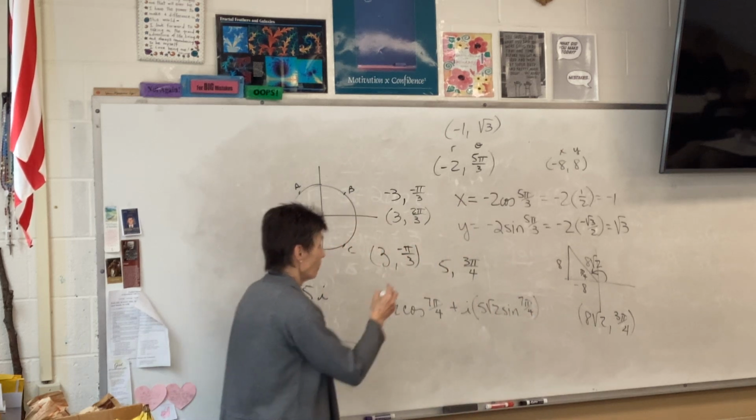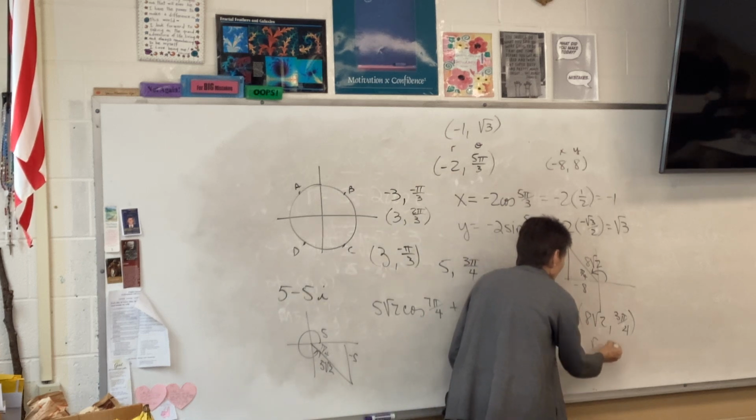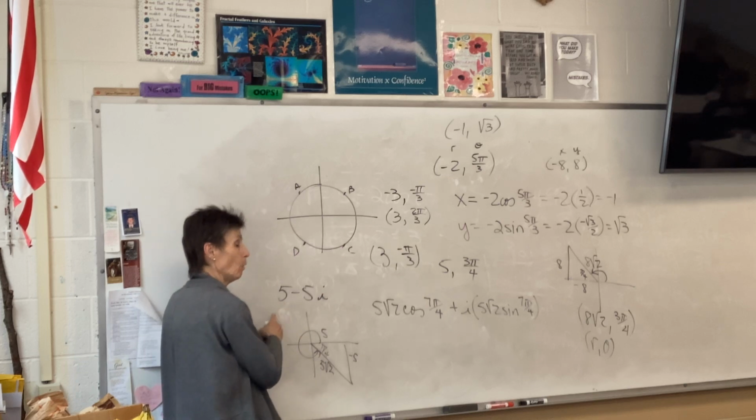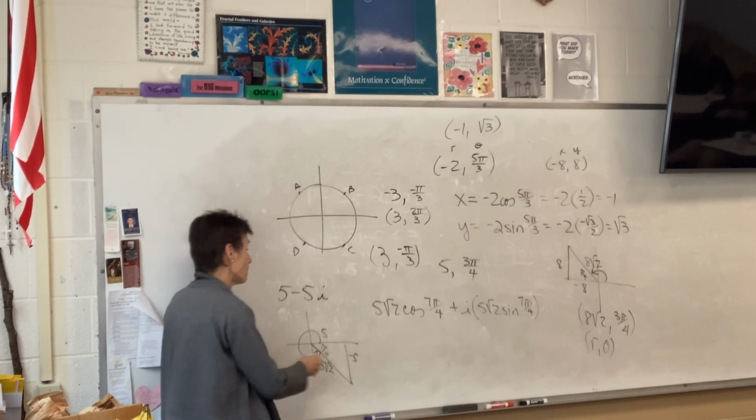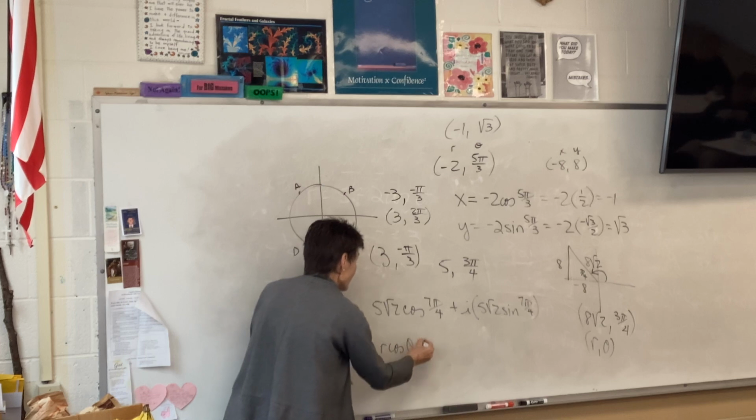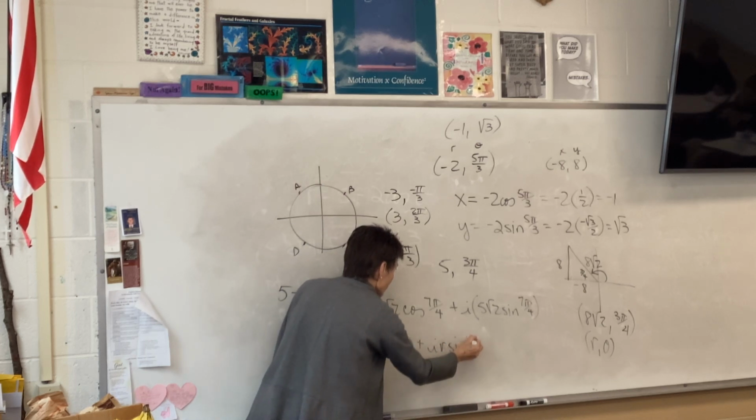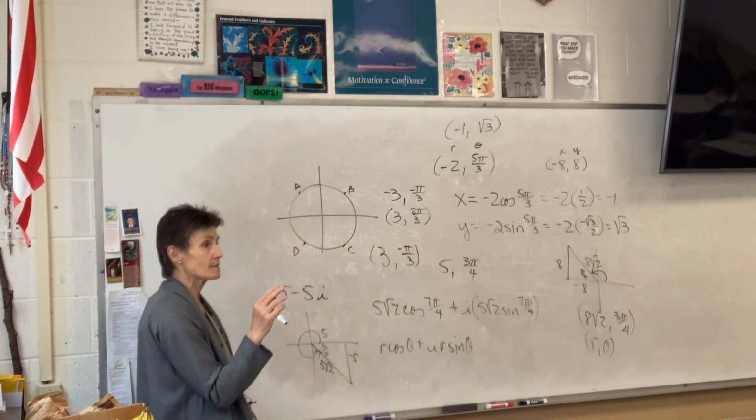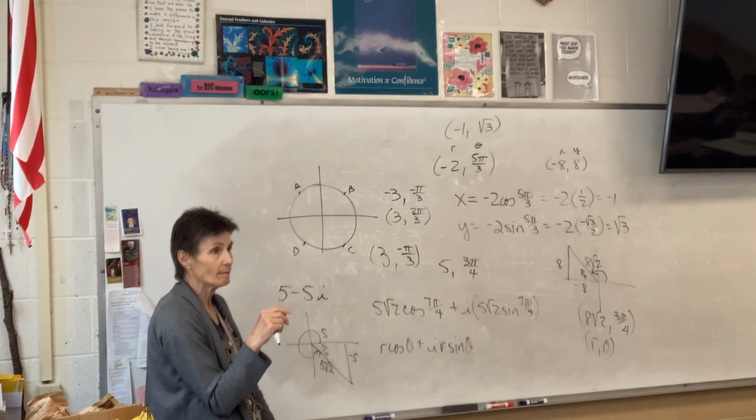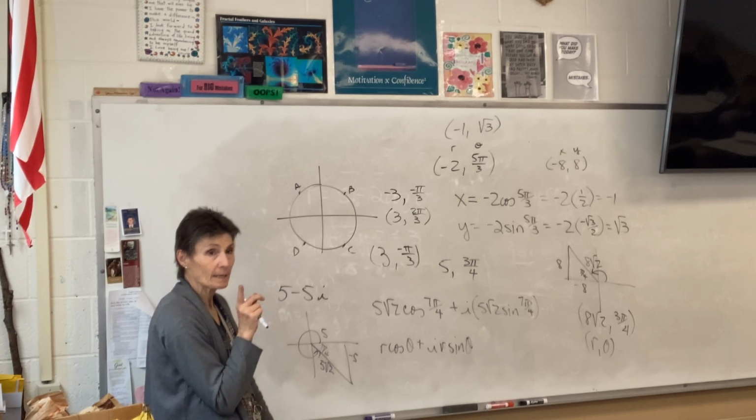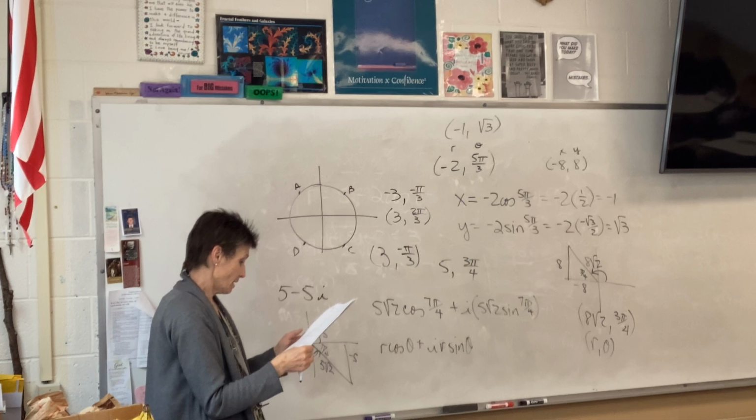Remember, polar coordinates are r comma theta, the point r comma theta. Polar form of a complex number is r cosine plus i r sine. Same r, same theta, found the same way, but written differently. Got it? Okay.